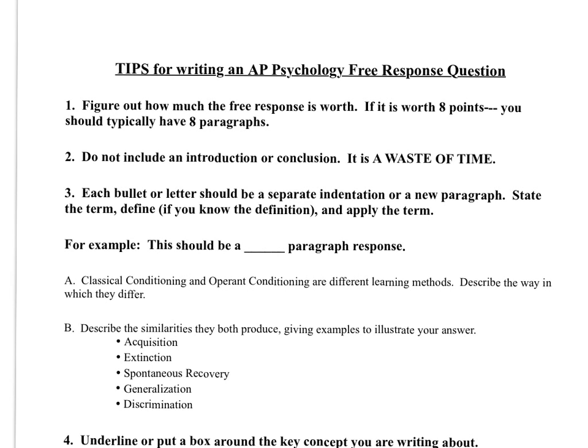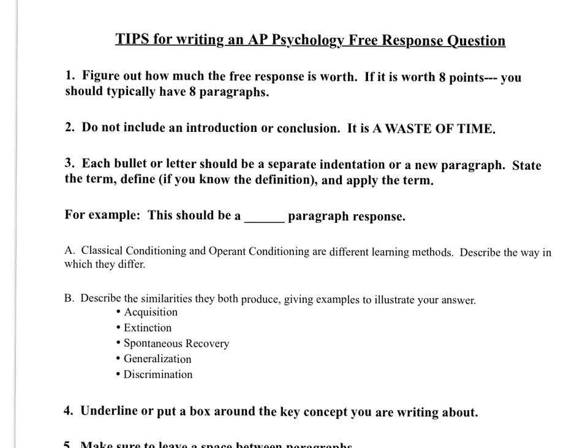Number 3, each bullet or letter should be a separate indentation or a new paragraph. What you do with each free response question is you typically start off with your topic sentence being the term that you're being asked to explain. So you state the term by defining it, if you know the definition, which you hopefully will, and then applying the term to whatever scenario you are given.